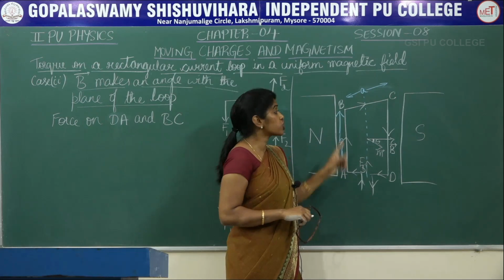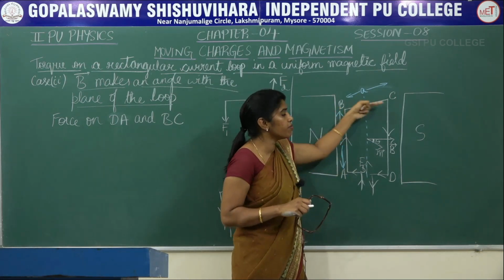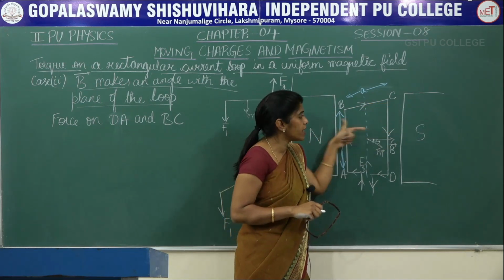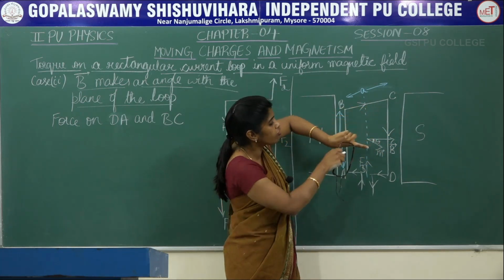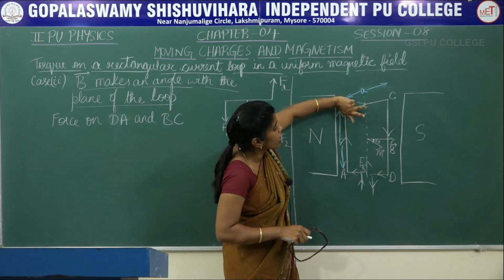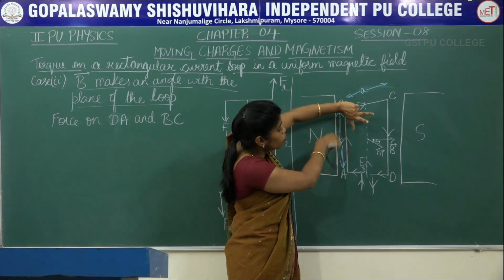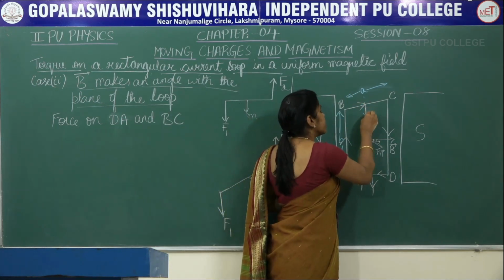Coming to the direction of BC, you can see the middle finger is pointing from B to C. What about the forefinger? It should be pointed in this direction. Therefore, let me point the forefinger in the direction of the magnetic field. The direction of the current is this B to C. Then your thumb is directed downwards. That is the direction of the force. Therefore, the force is acting downwards.